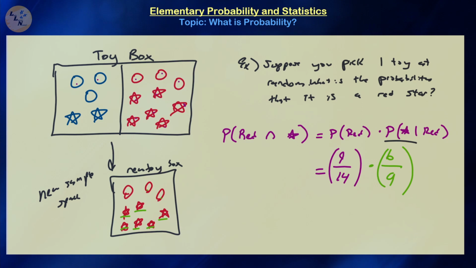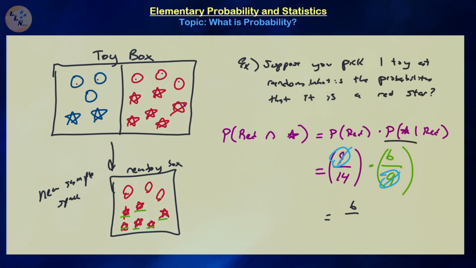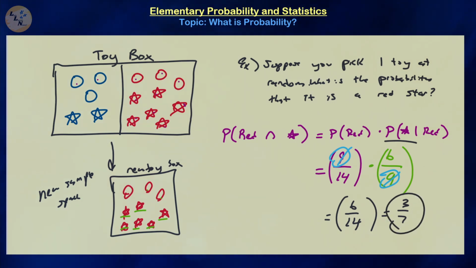And the product of these two fractions is going to be my probability. Now, of course, do notice these 9's do cancel, and you're just going to be left with 6 over 14, which is, of course, the same thing. So 3 over 7, which is approximately equal to something you could find. But that is the same exact probability that you would get if you just look at the original sample space and count all of the number of red stars and divide by my entire toy box sample space.